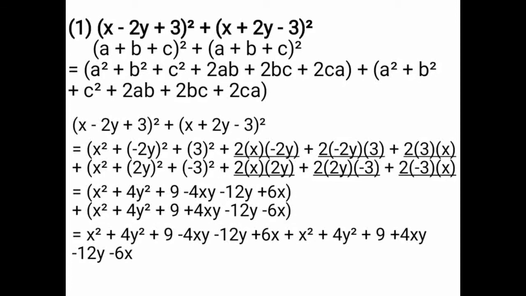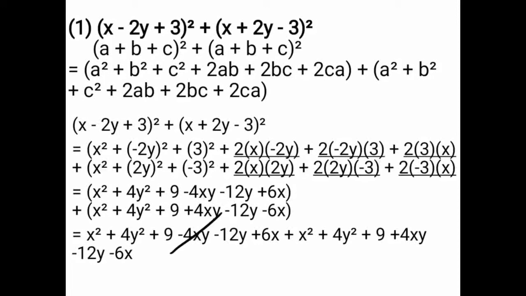Next step. Now you have to solve the like terms. Like terms which are same, you have to solve that. x² and x², both are plus x². x² plus x² is 2x². Then 4y² plus 4y². You have to add only the number if like terms are same. Plus 4y² plus 4y², answer will come plus 8y². 9 plus 9, answer is 18.